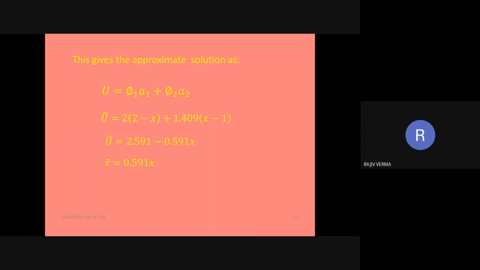This is written wrongly, x should not appear here. Tau should simply be 0.591 and not 0.591x.